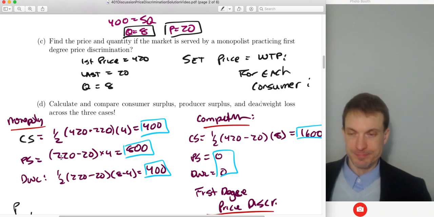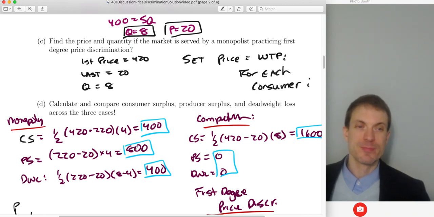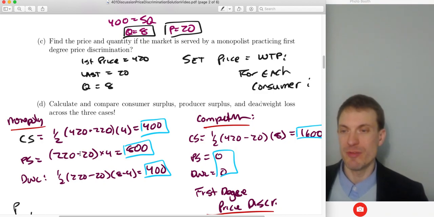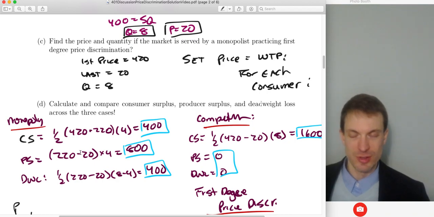Producer surplus is going to be the price minus cost. So 220 minus 20 is 200, times 4 is 800. This is a rectangle or square. So producer surplus is like profits. The difference between producer surplus and profits is that producer surplus is typically going to lack fixed costs. But apart from that, we'll treat producer surplus just like profits. This is like the monopoly's profits.